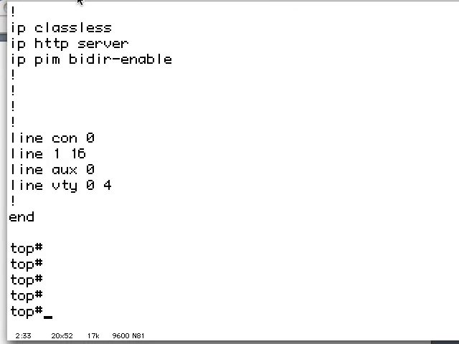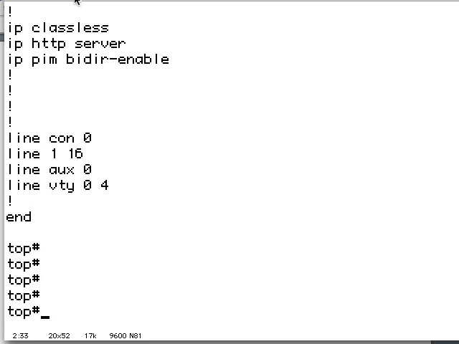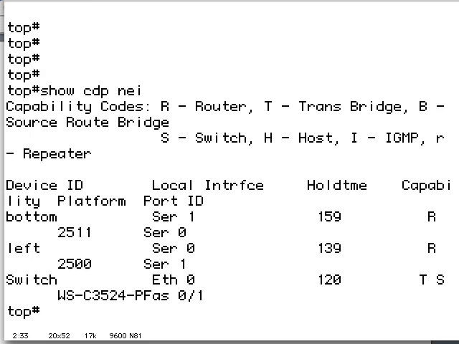Okay, the first thing that we want to do is let's look at our CDP neighbors. So we have one neighbor out, the bottom router is out our serial 1 interface, and it's a Cisco 2511, and it's connected to its serial 0 interface. The left router is out our serial 0 interface, it's a 2500, and we're connected to its serial 1 interface. And I have a switch which is with the default configuration, so it thinks its host name is switch. It's out my Ethernet 0 interface, and it's a 3524XL.